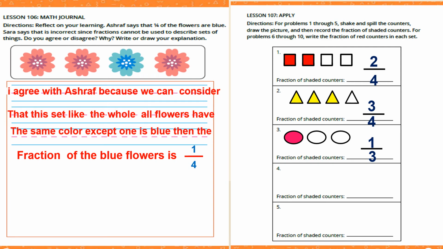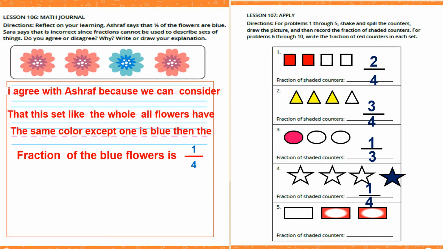Here, what can I do? I have 1, 2, 3, 4 stars. How can I write this in the fraction? How many stars? 4. I will write first the fraction bar, then 4, then how many parts colored? 1. So I will write 1. So it will be 1 over 4.